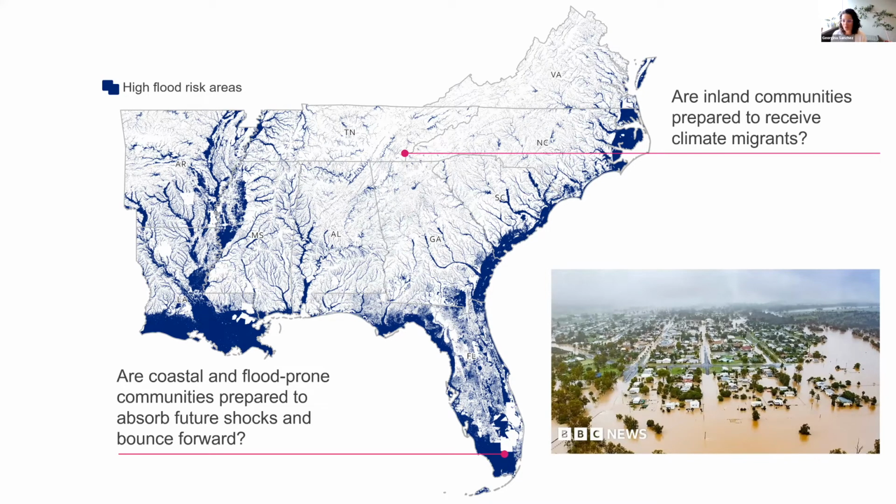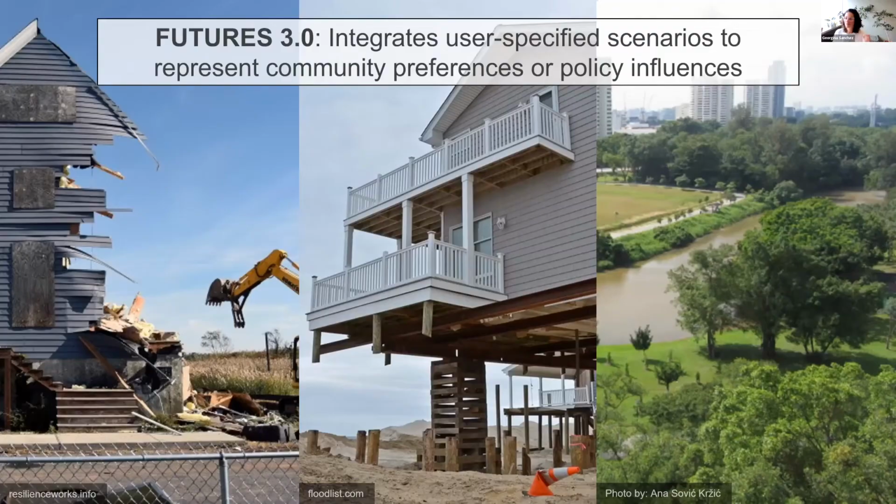With the latest version of Futures, we can address questions like, are our coastal communities and flood-prone communities prepared to absorb future shocks and bounce forward? And are inland communities prepared to receive climate migrants? Futures version 3 now integrates user-specified scenarios to represent community preferences or policy influences in response to flooding, like encouraging retreat from high-risk areas, or promoting infrastructural adaptations, or implementing nature-based solutions, all used to reduce exposure.